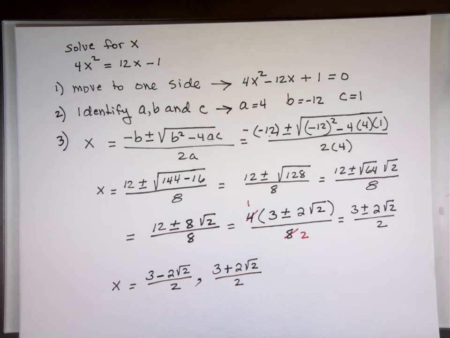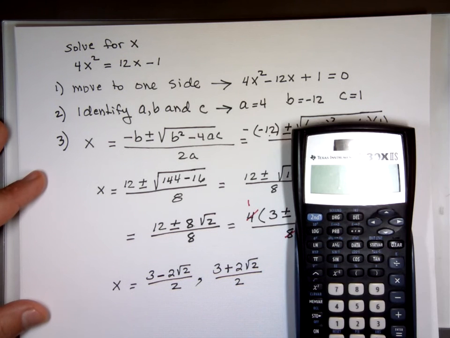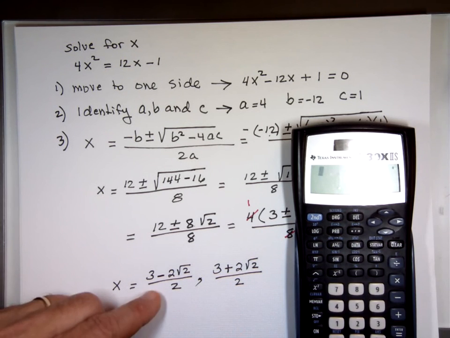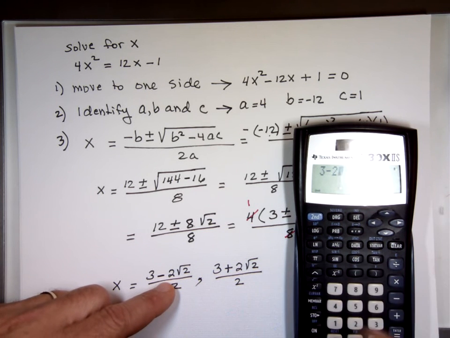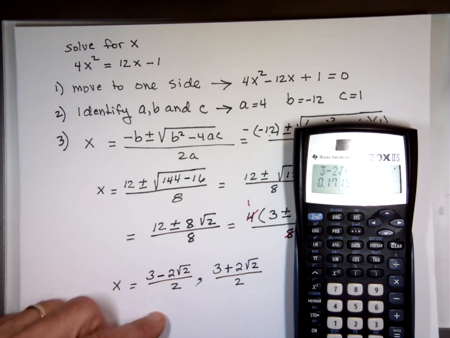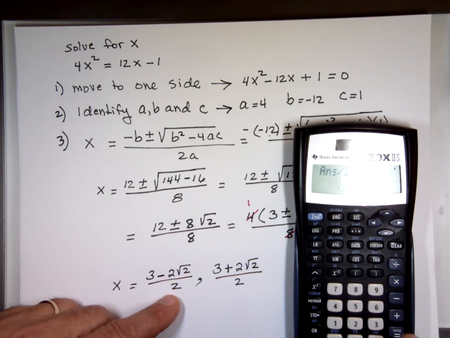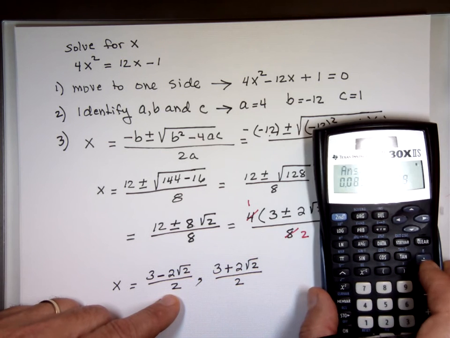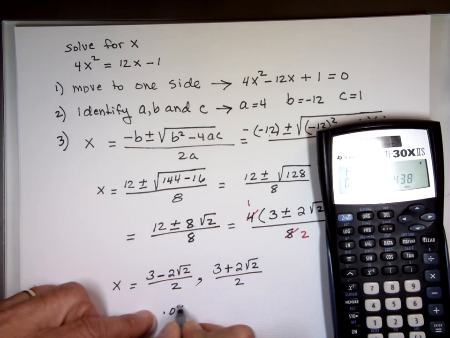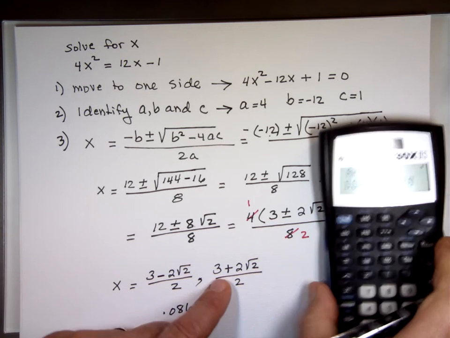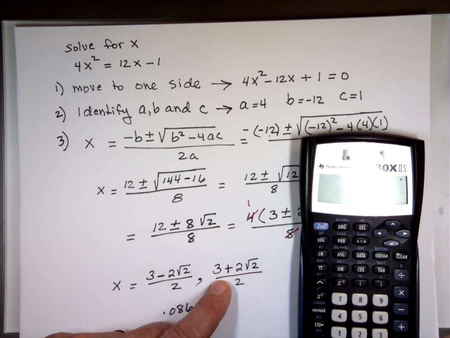Now if they say approximate the answer, then that's when you use your calculator. So if they said approximate this, I go to my calculator. 3 minus 2 times the square root of 2, get an answer for the top, then divide it by 2. 0.086, comma.